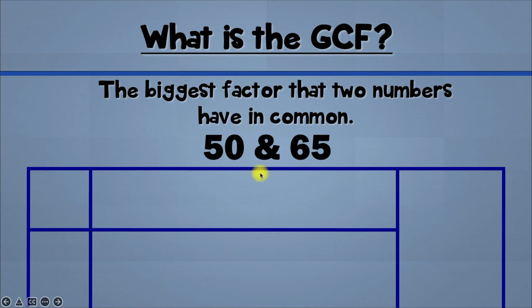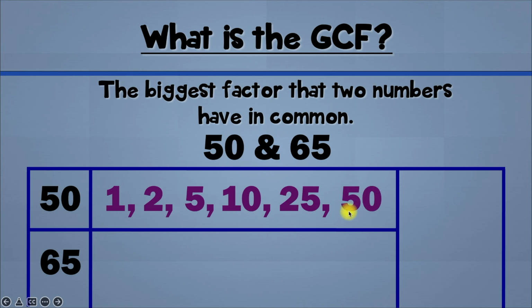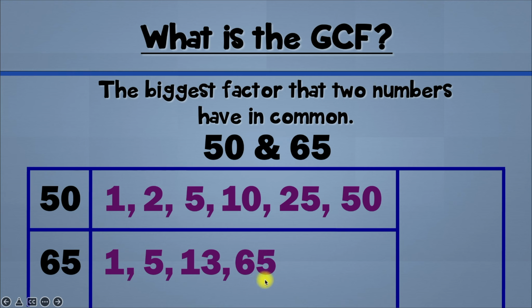So what about 50 and 65? Let's put 50 here, and let's put 65 here. Now let's list all of our factors of 50. We've got 1, 2, 5, 10, 25, and 50. And how about 65? Well, we've got 1, 5, 13, and 65.